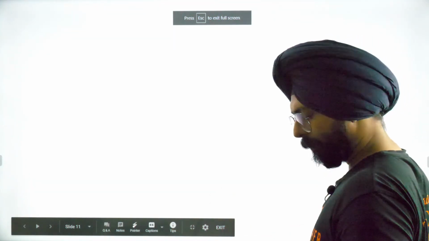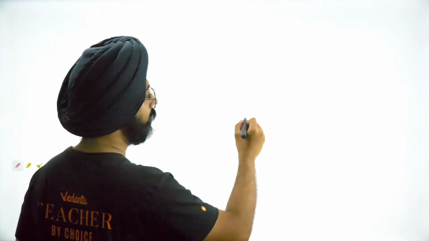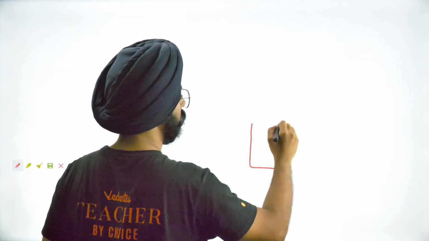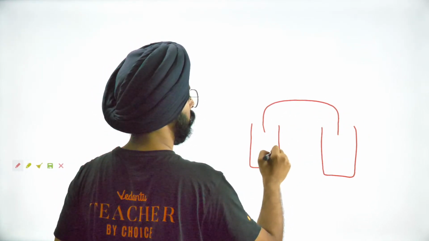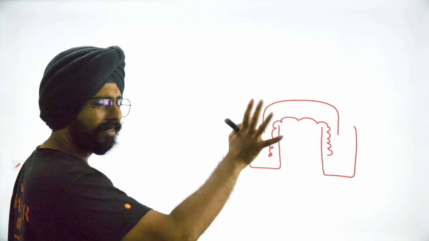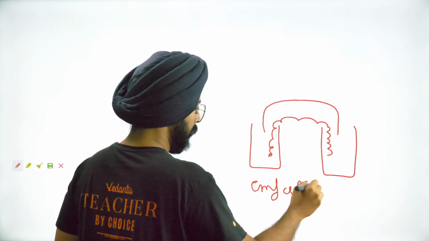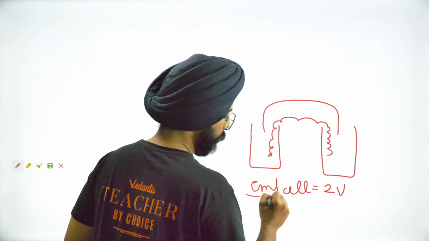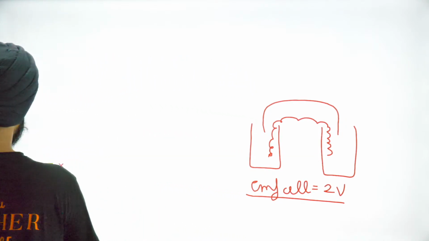Let this go away. So let's think of a cell. This is the salt bridge. I'm just making the salt bridge look like this. Don't worry about it, okay? In this I know that EMF of the cell is, let's say, equal to 2 volts. EMF of the cell is equal to 2 volts.